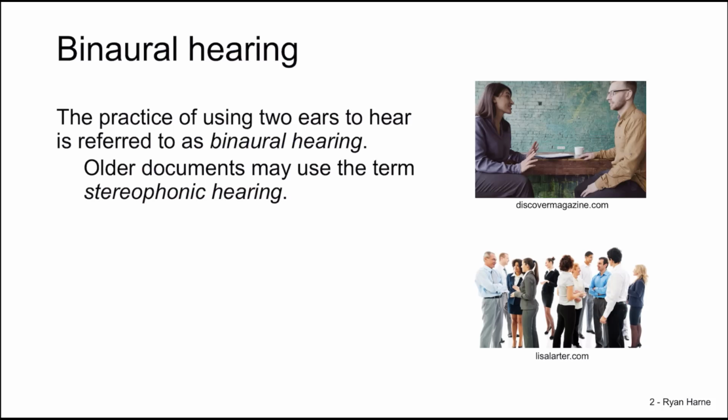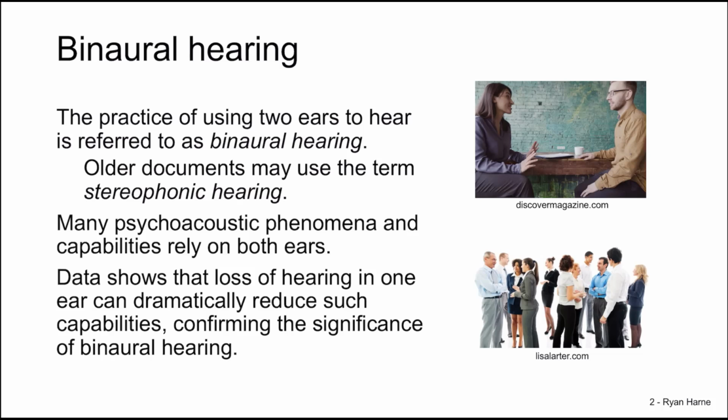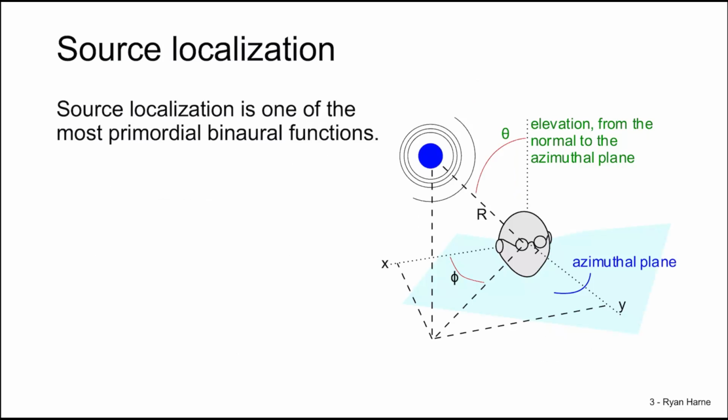The practice of using two ears to hear is referred to as binaural hearing. And if you look through older documents, you might hear this referred to as stereophonic hearing. So many psychoacoustic phenomena actually rely on both ears to function, and data shows that the loss of hearing in one ear can dramatically reduce the capabilities for us to hear and synthesize sound, which confirms the significance of binaural hearing. Source localization is the first binaural function that we'll focus on.